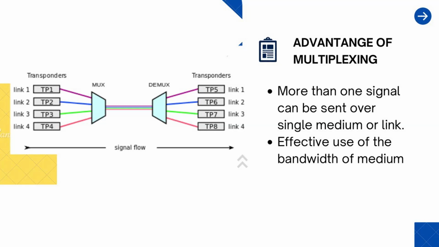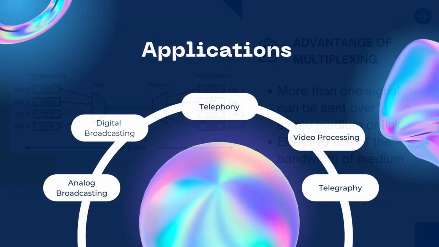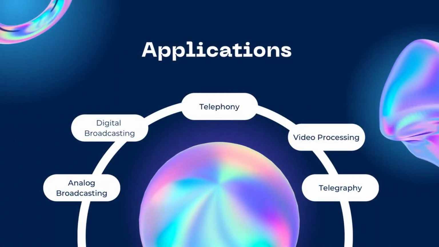The first one is more than one signal can be sent over a single medium or link only. The second one is effective use of the bandwidth of the medium. There are several applications of multiplexing in our daily life. For example, it can be analog broadcasting, digital broadcasting, telephony, video processing, and telegraphy.